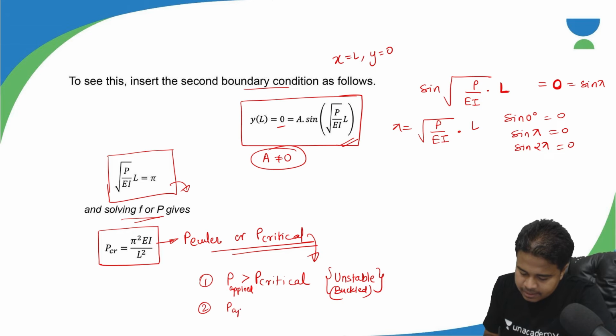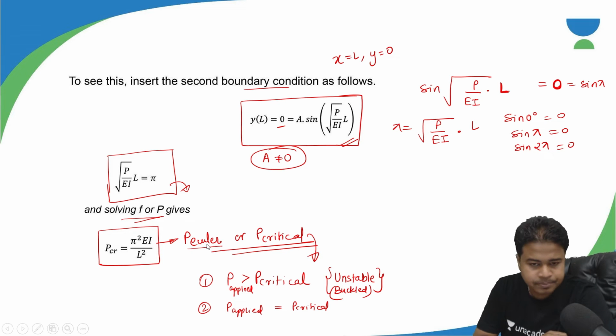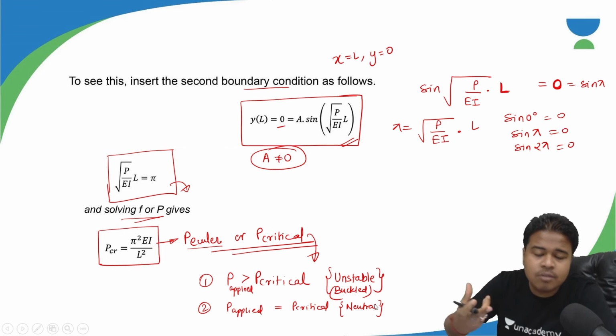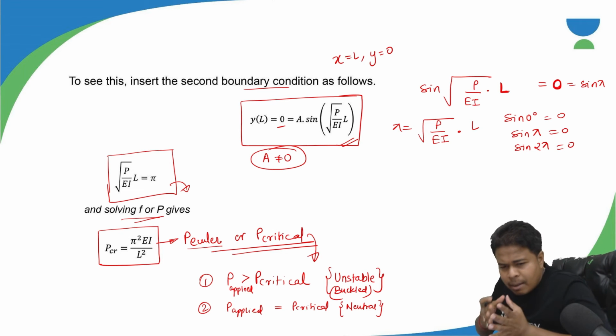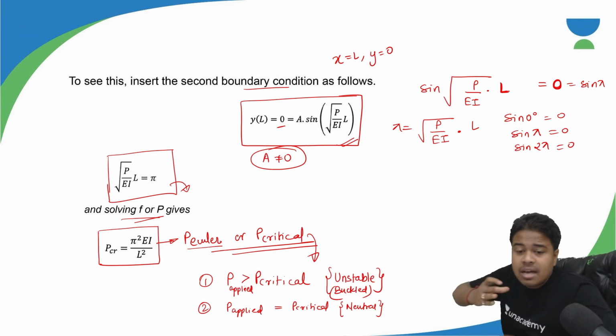If P applied equal to P critical, that means P Euler. Okay? Then it is in the neutral condition, and you can say it is on the verge of buckling, about to buckle. Neutral condition means about to buckle, on the verge of buckling.